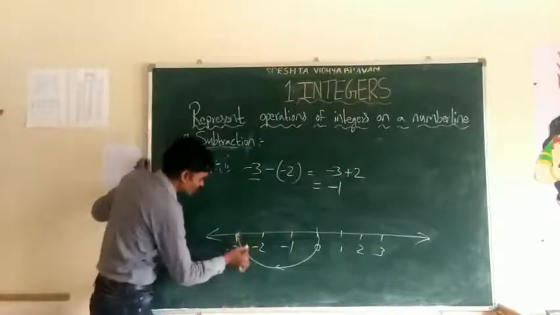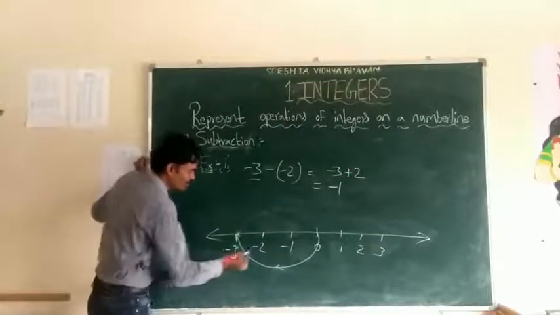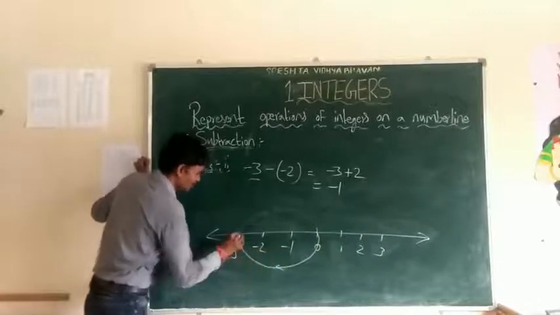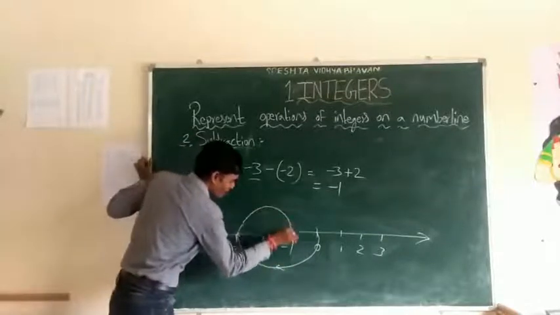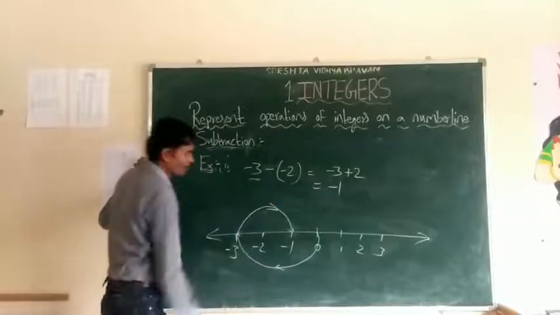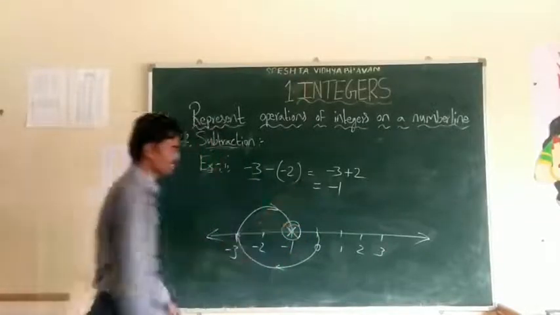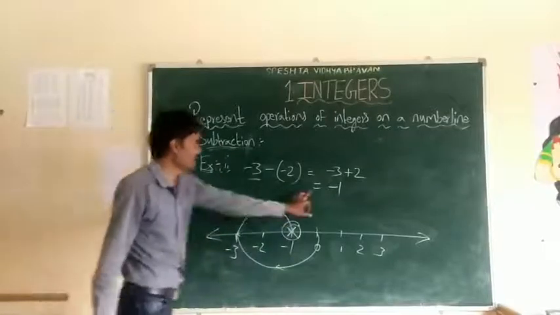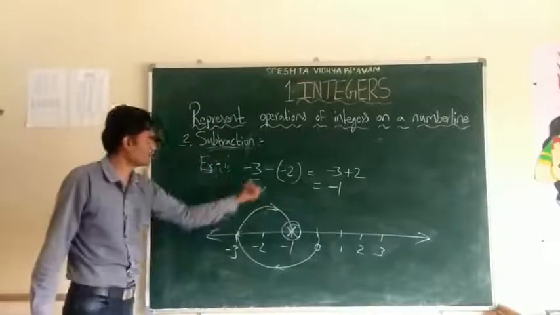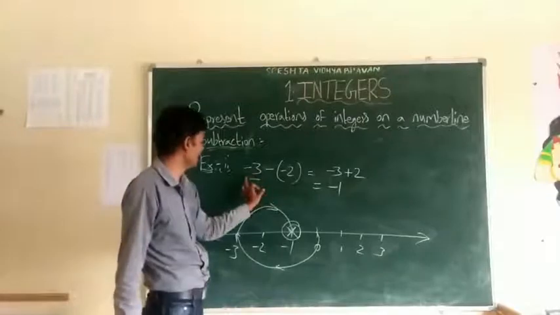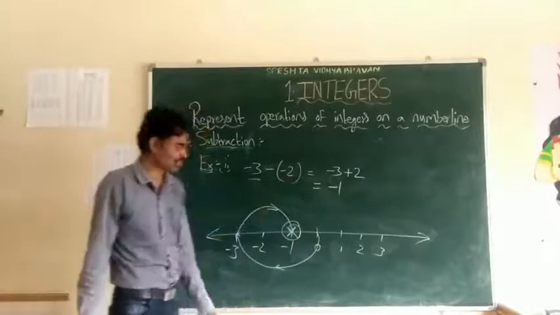Addition of 2 means we have to add 2 numbers. That means 1, 2. Add in the forward direction 2 numbers. And the resultant answer is minus 1. Minus 1 is the answer for the subtraction of these 2 integers, minus 3 minus of minus 2.